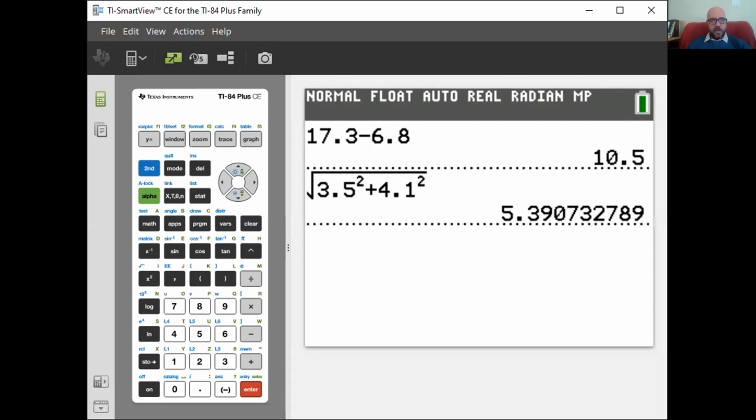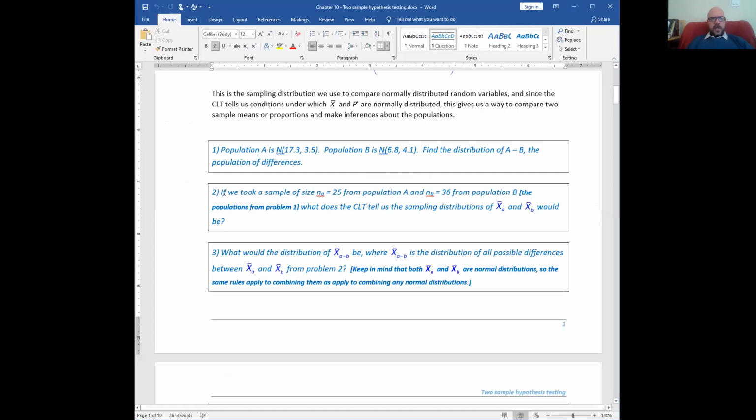So now, let's see what we're going to do with that information. Here we have a sample of size n sub A equals 25. Notice I'm using the subscript to identify which distribution I'm drawing it from. I'm taking a sample of size 25 from population A, so I'm calling it n sub A, and a sample of size 36 from population B, so we're calling it n sub B. The central limit theorem tells us what the sampling distributions of x bar sub A and x bar sub B are. A and B are both normally distributed, so I don't have to worry about the fact that this is only size 25. This one was already big enough anyway.